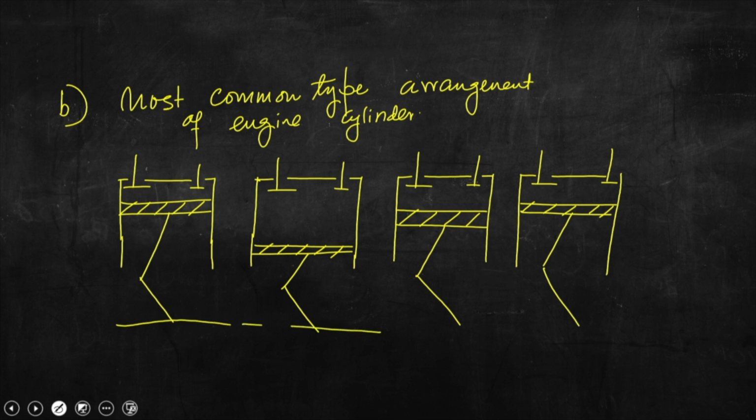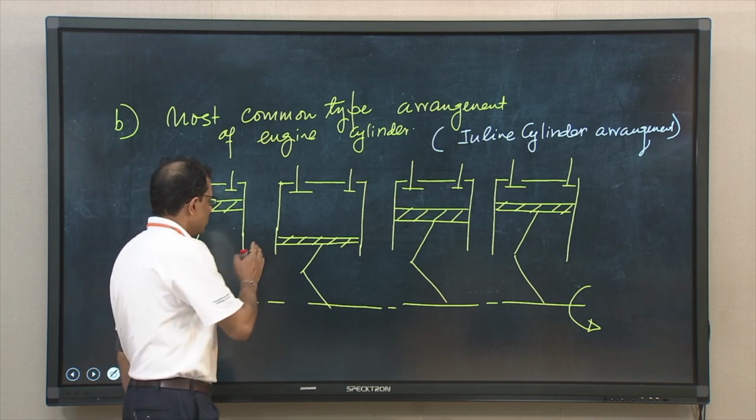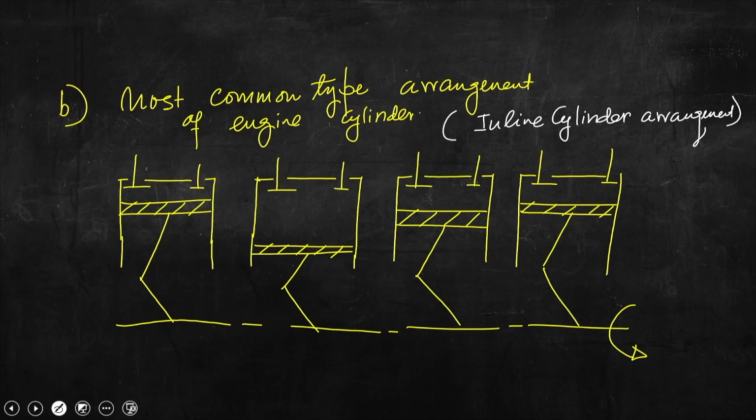All these, so this is the most common type of arrangement, and this is called inline arrangement. So, if I write here, this is called inline cylinder arrangement. Here you can see that I could draw only 4 different cylinders, wherein cylinders are positioned in a straight line, one behind the other along the length of the crankshaft.